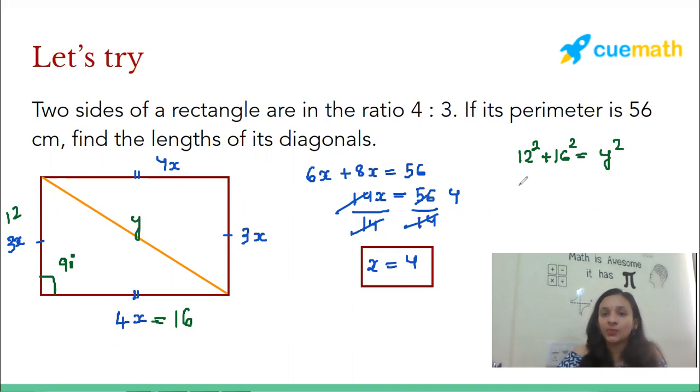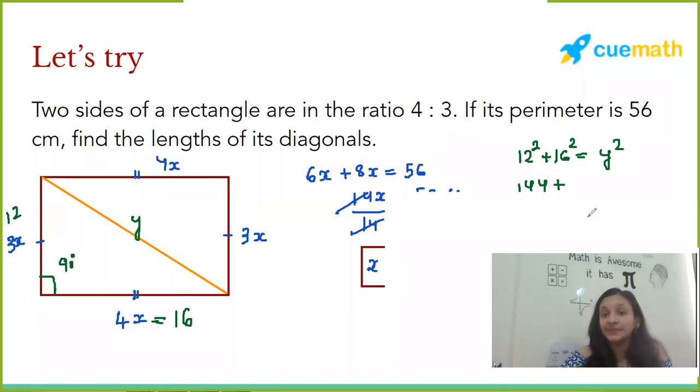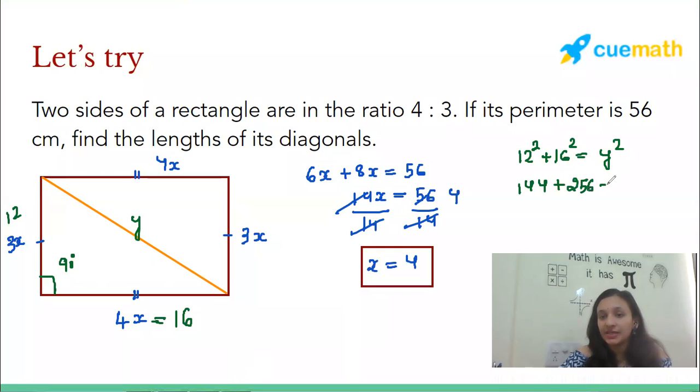Now 12 squared is 144 and 16 squared is how much? So you all can tell me what is the square of 16 and then what will be the value of y. So the square of 16 basically is 256, equals y squared. Now if you were to add 144 and 256, you get the sum to be 400, equals y squared. Now we're not interested in knowing y squared. We want to know what y is. So you would find the square root of 400.